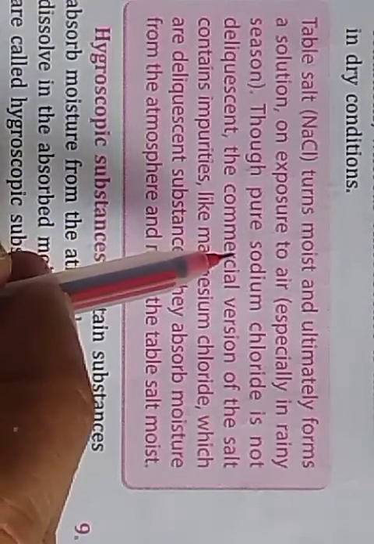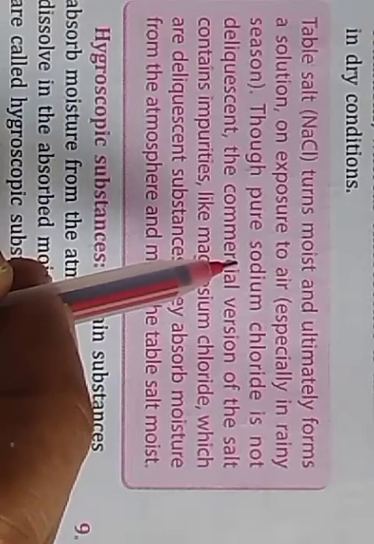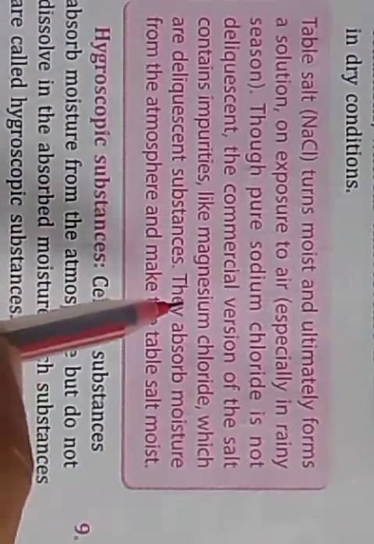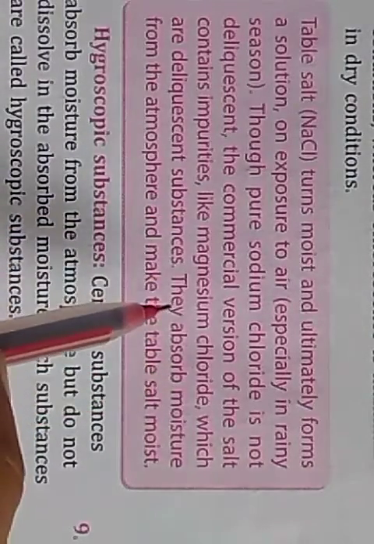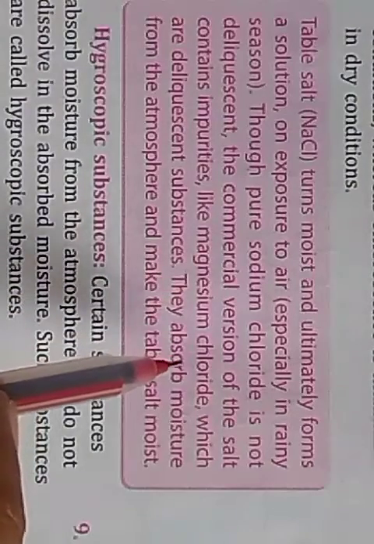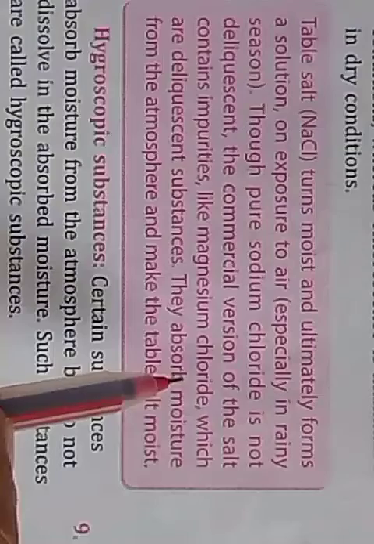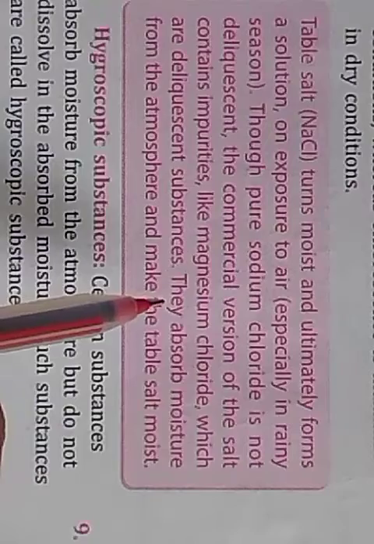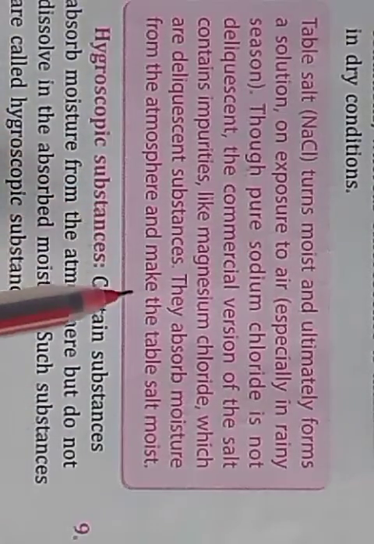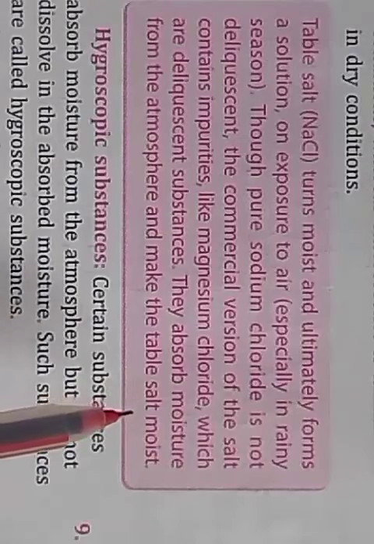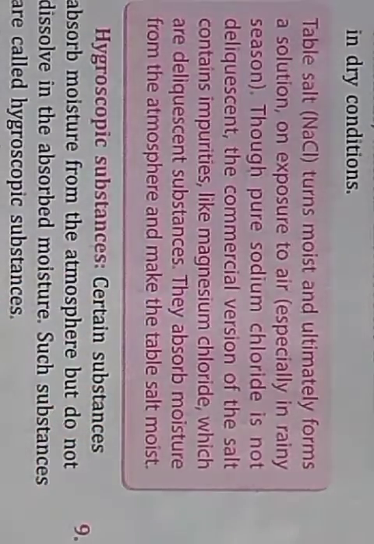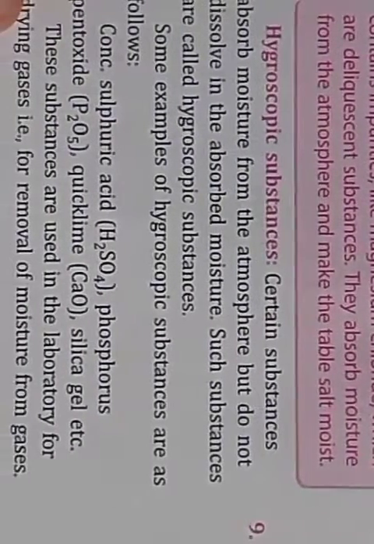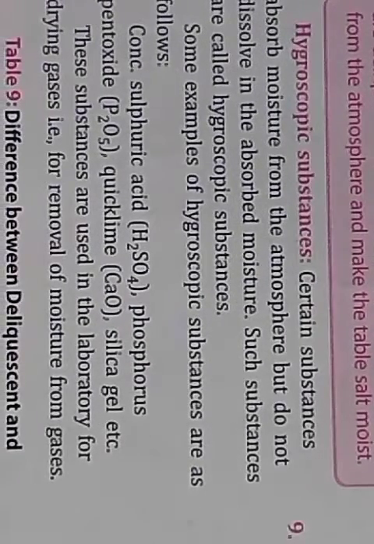But why does it form a solution and absorb moisture from the air? Because in table salt, magnesium chloride is present as an impurity, and magnesium chloride is a deliquescent substance. It absorbs moisture from the atmosphere and makes the table salt moist. So table salt becomes moist not due to the NaCl, but due to the presence of MgCl2, magnesium chloride.